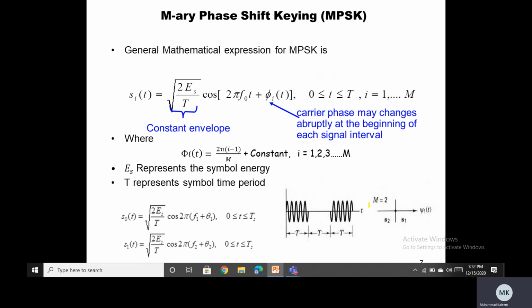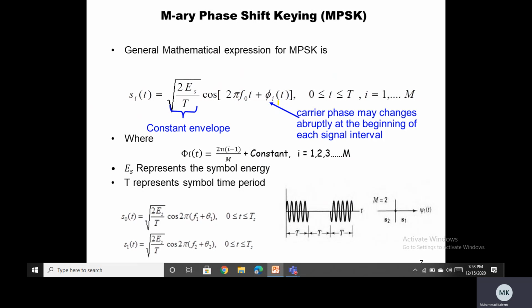So the general mathematical expression of MPSK can be written as s_i(t), which is the equation for the ith symbol, say for instance, and it is square root of 2Es over T. Es is short for the energy of the pulse or the symbol, and T is the time duration for which it lasts, the time period of the symbol, and this is a typical sinusoidal wave, cos(2 pi f naught t plus phi_i(t)), which lasts between 0 and capital T.